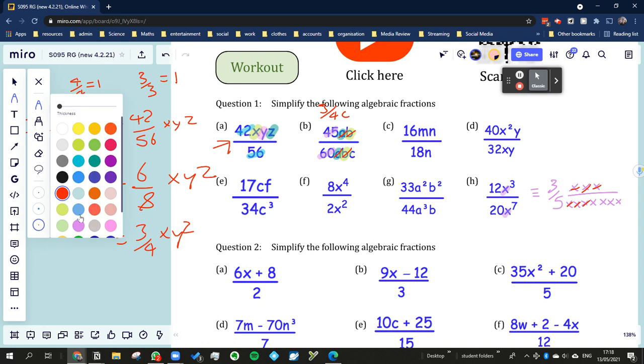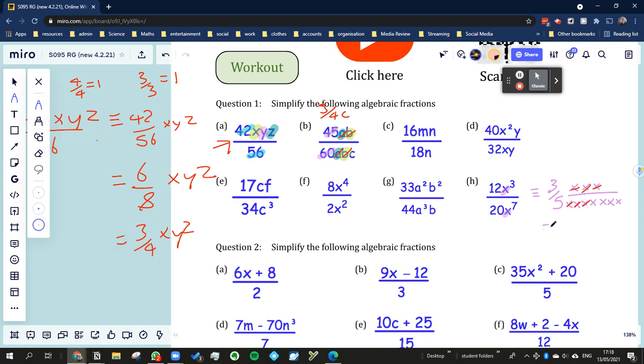So this is going to be equal to 3 over 5 to the power of 4. Oh, sorry. Yeah, sorry, x to the power of 4. Right? Did those three examples make sense?